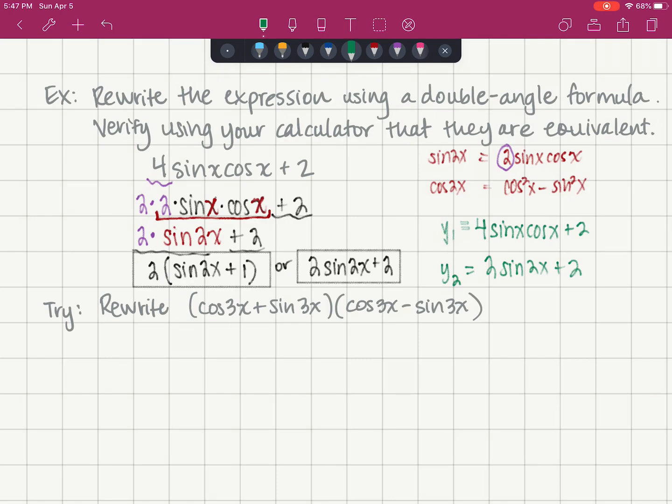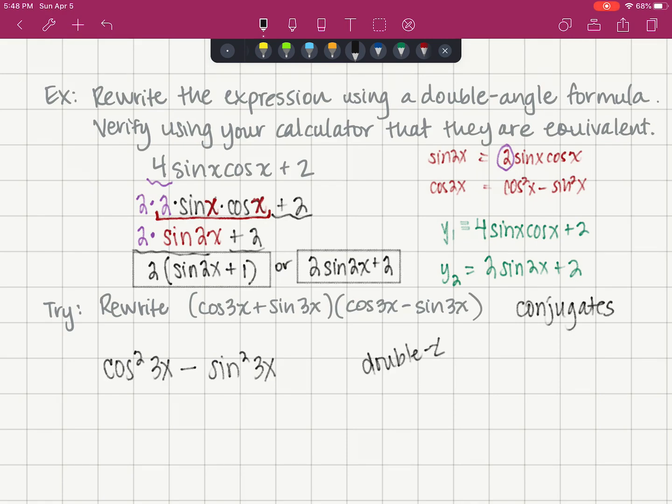We're going to try and rewrite cosine of 3x plus sine of 3x times cosine of 3x minus sine of 3x. Let's try and rewrite that, so go ahead and press pause. Meanwhile, I'm going to work it out. So I'm working it out here in black. I'm going to FOIL. I already recognize that these are conjugates of one another, so my outer and inner are going to cancel out. So I'm going to have cosine squared of 3x minus sine squared of 3x.